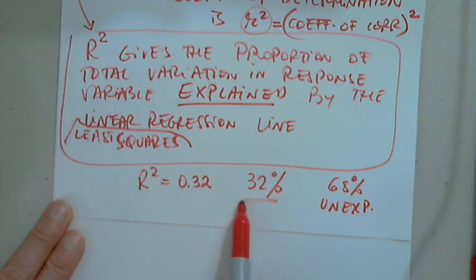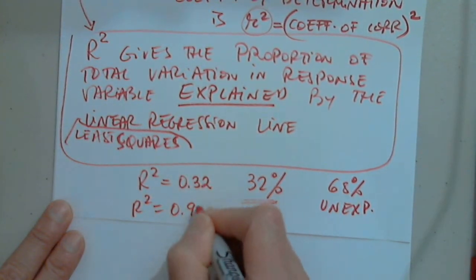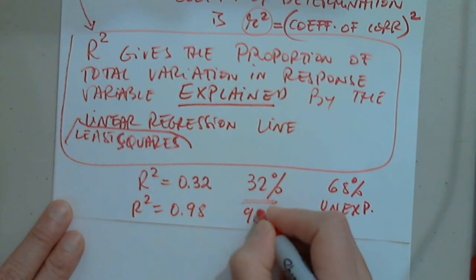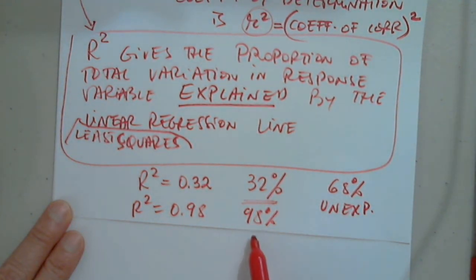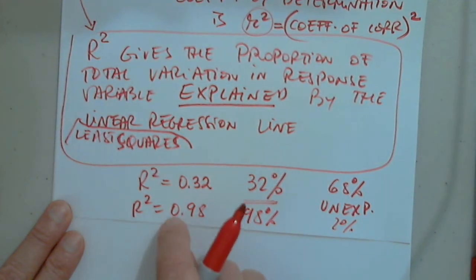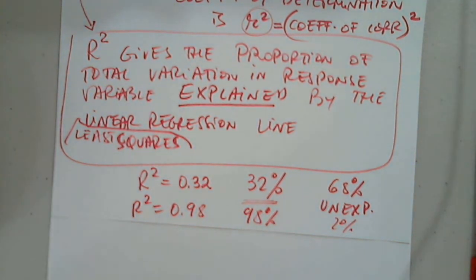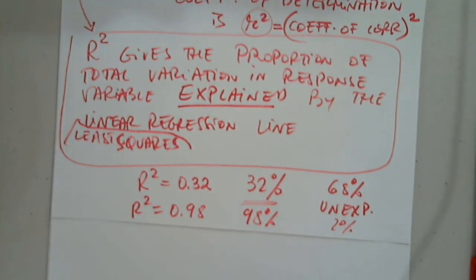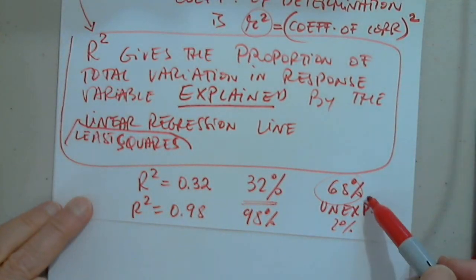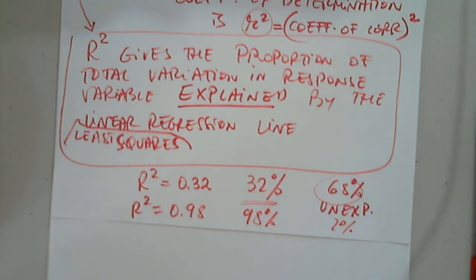So this is not a fantastic answer. It's not as good as we wanted it to be. But if r squared is, let's say, 0.98, then I will say 98% is explained and 2% is unexplained. So this is a good model because it explains 98%. I can draw good conclusions, reliable conclusions. But from here, not that much, because 68% is unexplained. I don't know where it's coming from or what the situation is. Any questions so far?